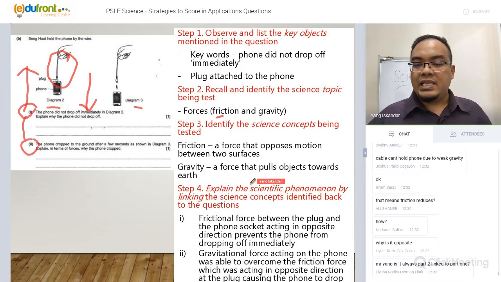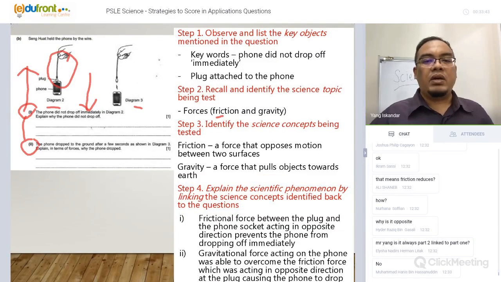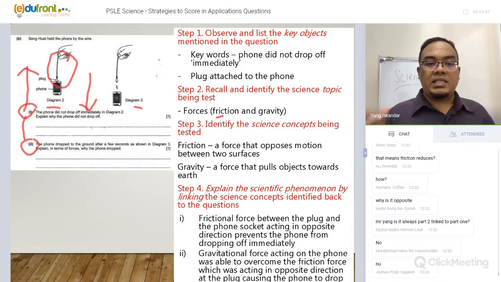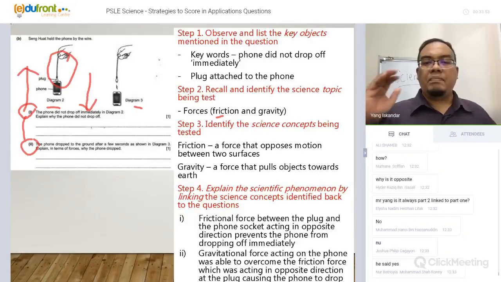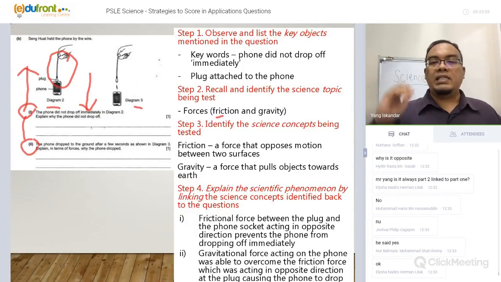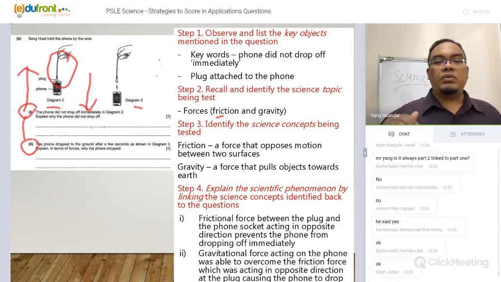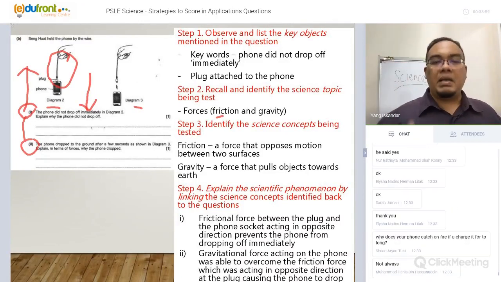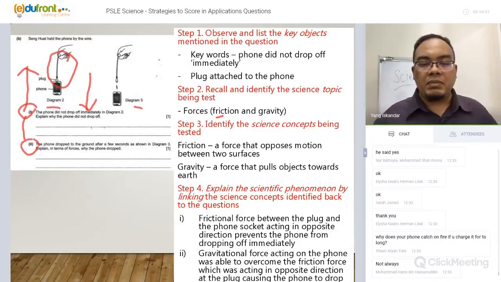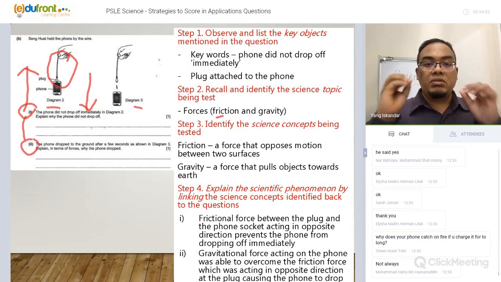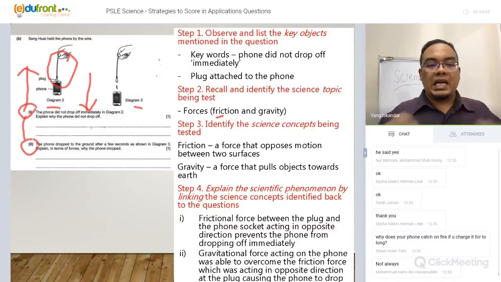Okay, Alicia asked, Mr. Yang, are part 2 always linked to part 1? Yeah, a lot of questions. In fact, in open-ended questions there are part A, part B, part C, and usually the parts are linked. Always assume that the parts are linked. If you have part A, part B and part C, to answer part C you have to look at what happened in part A and part B. Sometimes they give you an experiment, they give you data, you need to look. So the clue to answer the last part is always in the earlier part.